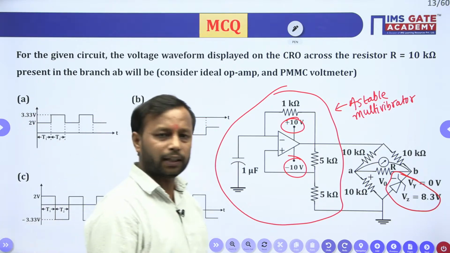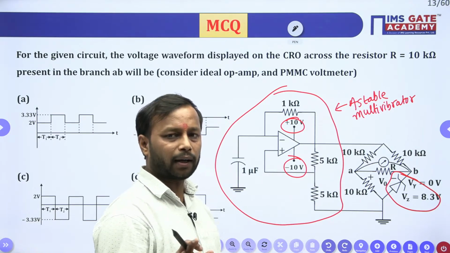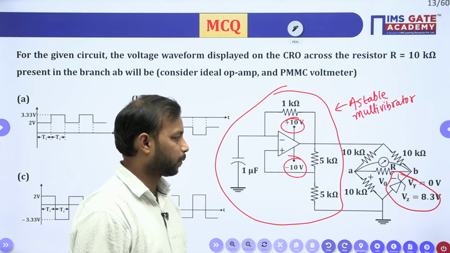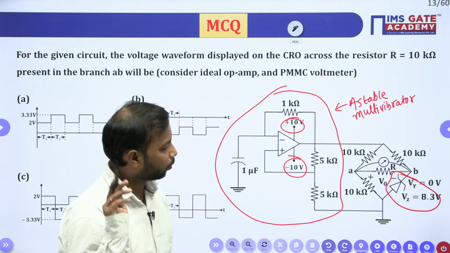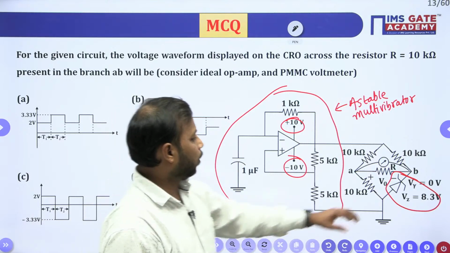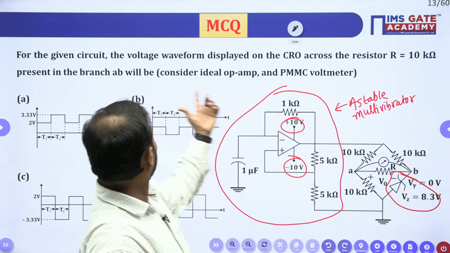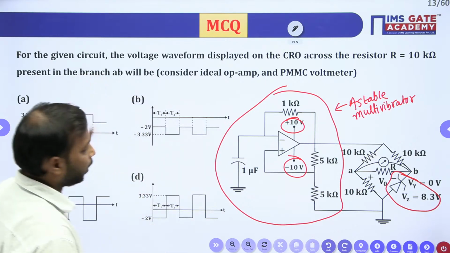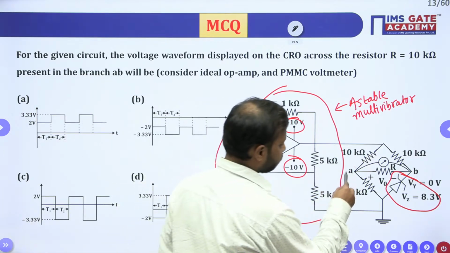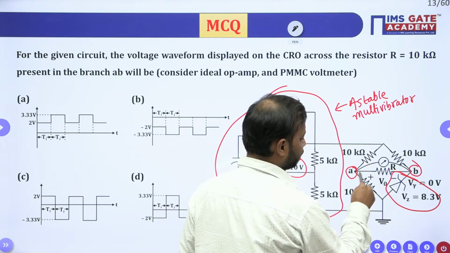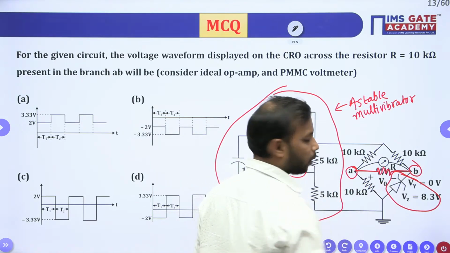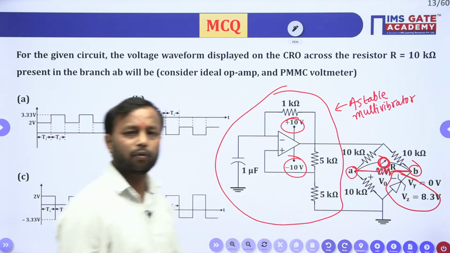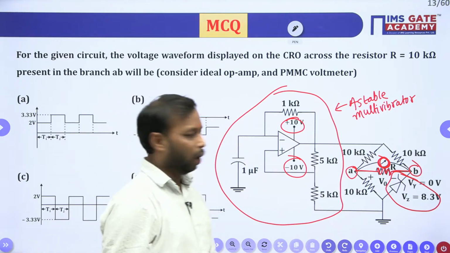Now how to solve this? So I will take one part at a time, and we are going to see how we will approach the solution. Now one thing for sure, we need to find the voltage across the branch AB. Where is the AB branch? This is A and this is B, and this is the resistance connected between those two points, and we have here a voltmeter. We have a voltmeter which is PMMC. So what I need to find?